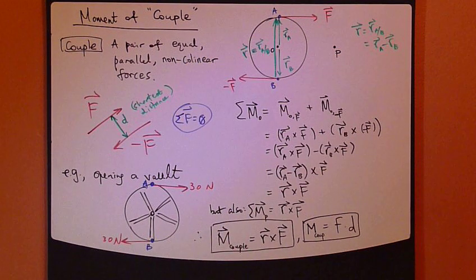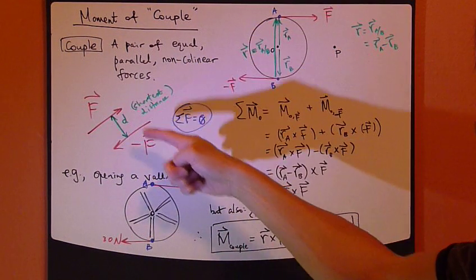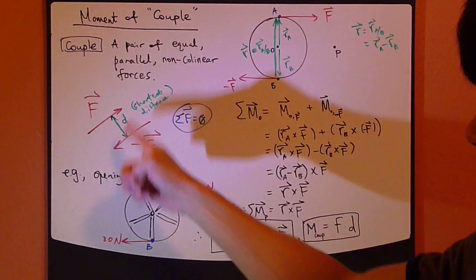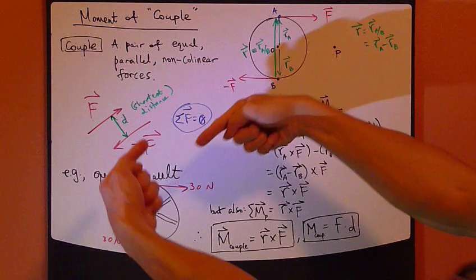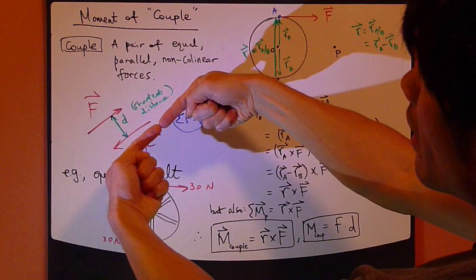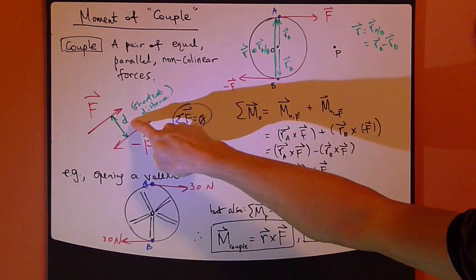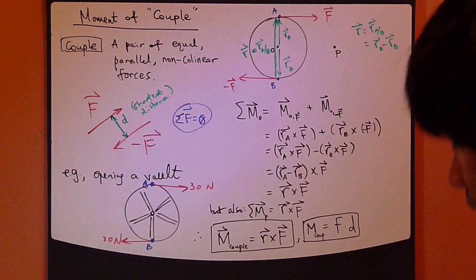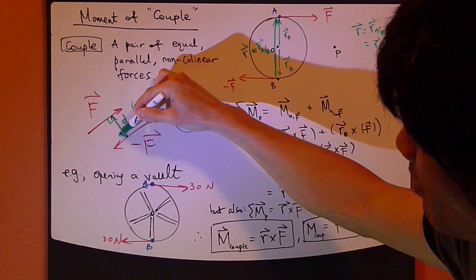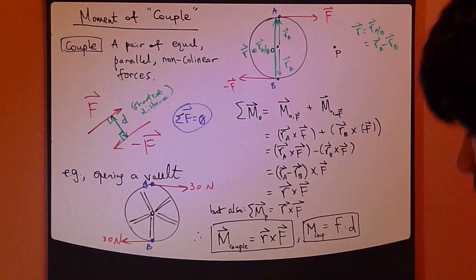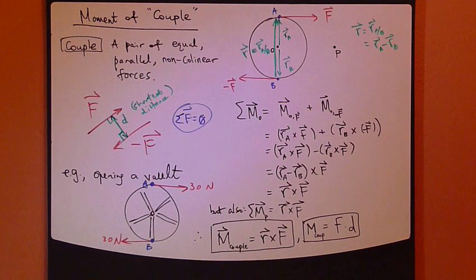So couple is a pair of forces. It consists of two forces of equal magnitude, parallel to each other, but they're non-collinear, which means that they are not along the same line. So they have to be separated by a distance d. d is the shortest distance between these two forces, their perpendicular distance. So let's come up with the moment, the magnitude, and the direction of the moment created by this couple now.